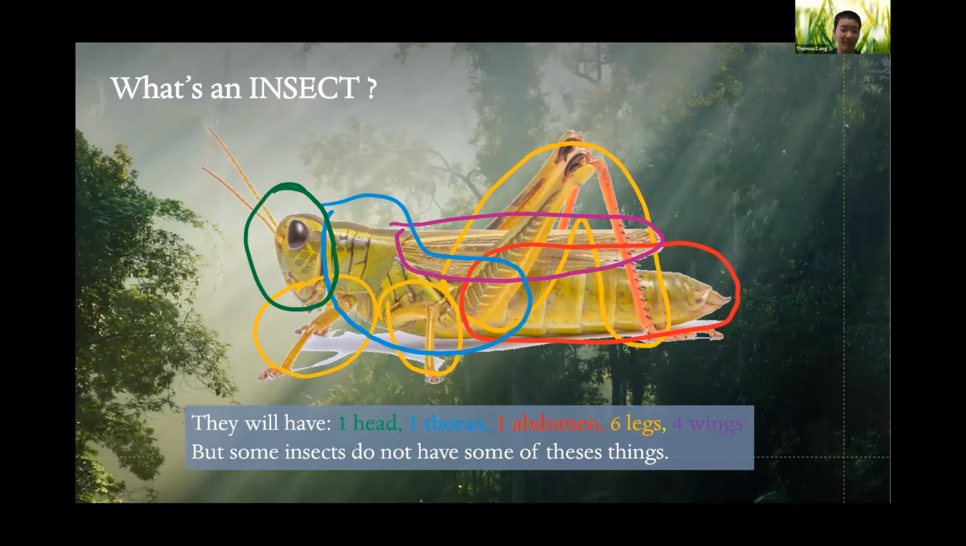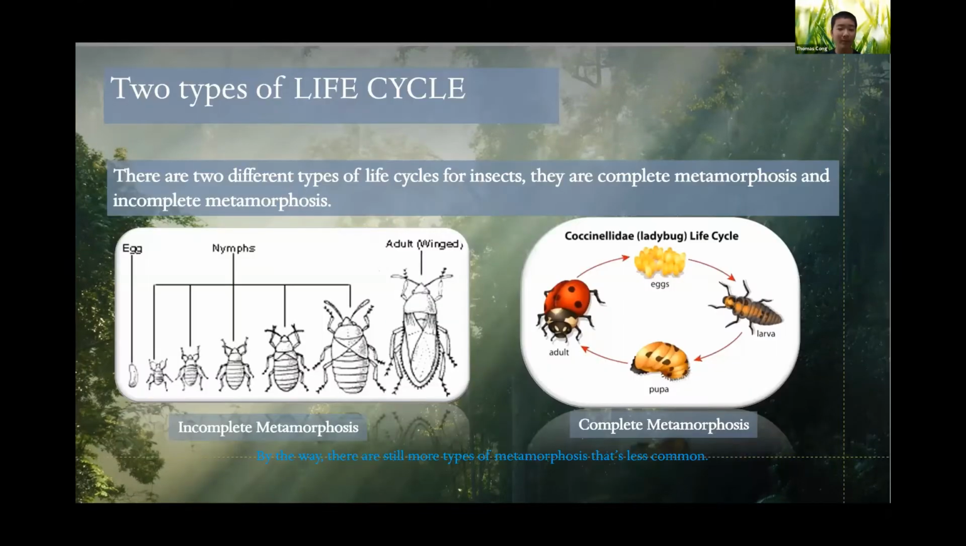But some insects do not have some of these things. For example, ants are a type of insect, but they do not have wings. Also, many other types of insects that live underground have small wings or no wings. And here there are 2 types of life cycle. The first is incomplete metamorphosis, and the other is complete metamorphosis.